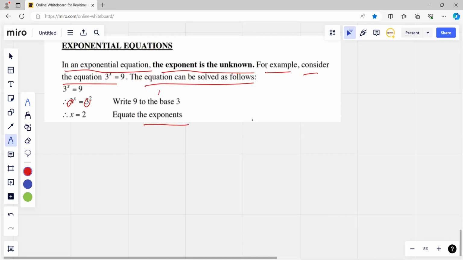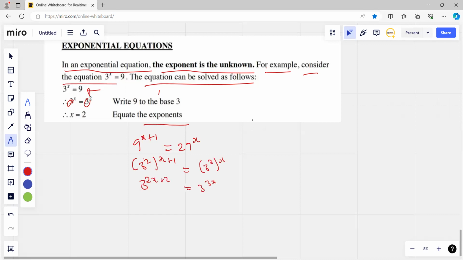For example, let's look at a more complex example. We have 9 to the exponent x plus 1, which is equal to 27 to the exponent x. You see, this is not as simple as the previous one. Here you have to write the exponential form of 9, which is 3 squared, to the x plus 1, and the exponential form of 27, which is 3 to the exponent of 3, to the x. Then here we multiply the 2 by x plus 1, and we find 3 to the exponent of 2x plus 2, which is equal to 3 to the exponent 3x.